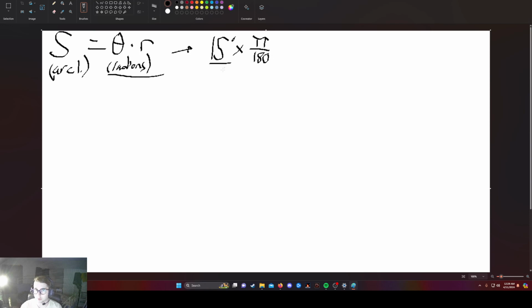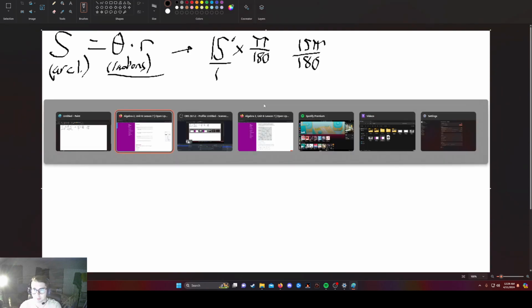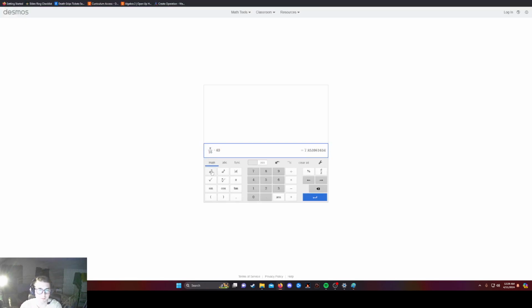So we will go over here. We are multiplying fractions. So remember, cross multiply. So 15 pi over 180. We need to factor this however we can. We want to simplify this. So 15 and 180. Can 180 be divided by 5? Yes, it absolutely can.